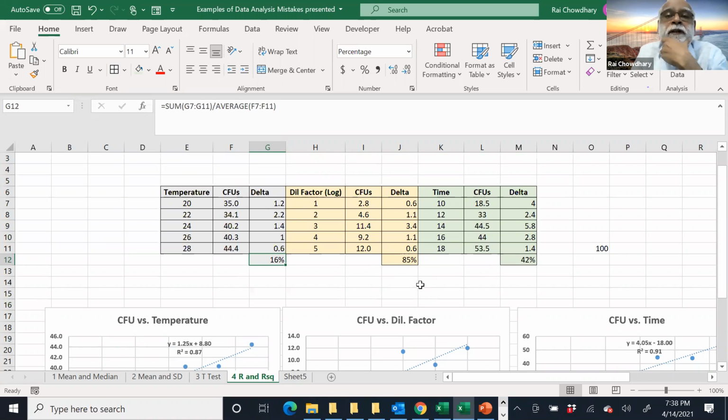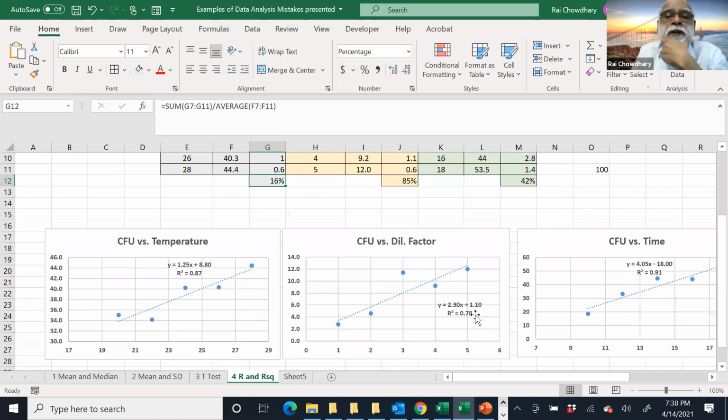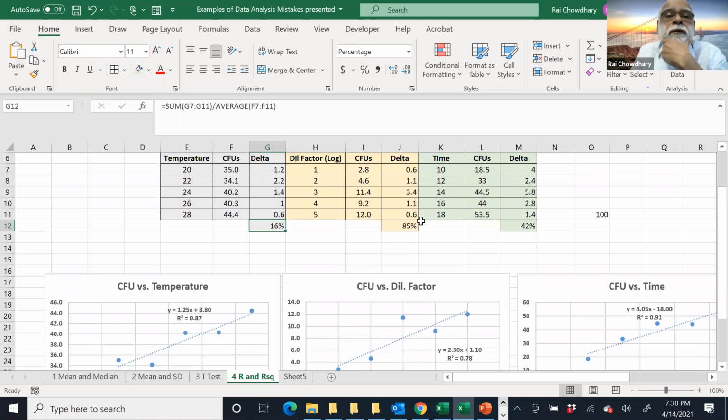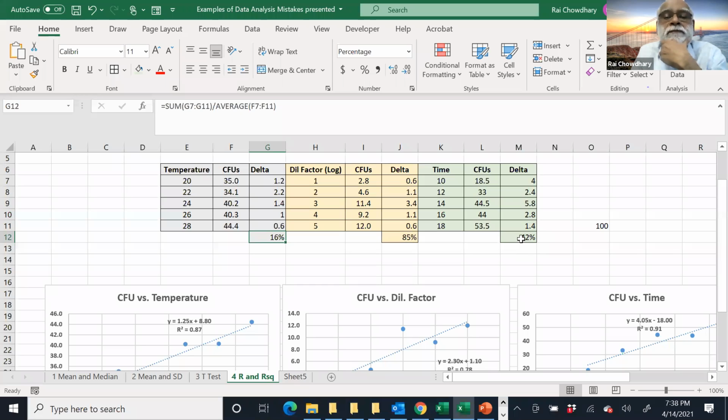Although my R squared was pretty good, my R squared is still 0.78. It's not too bad, but the spread is horrible. And this spread over here is 42%. Coefficient of variation is 42%. It's not that great. 16%. So in this case, I have the most confidence in this factor, temperature.